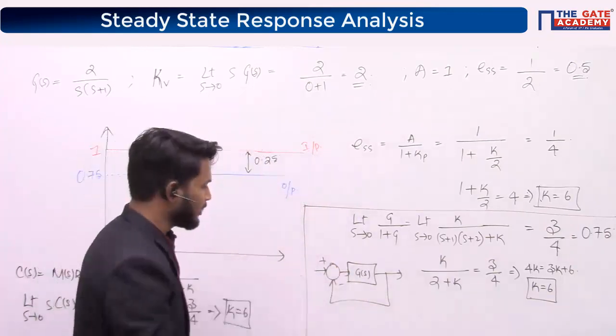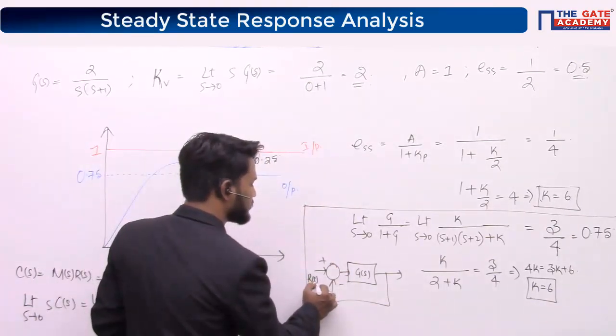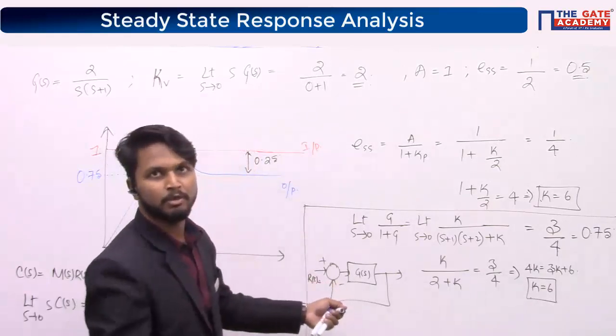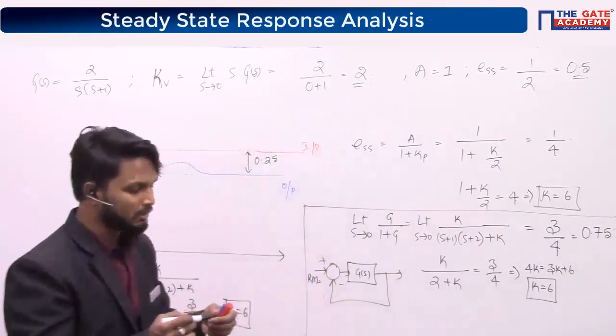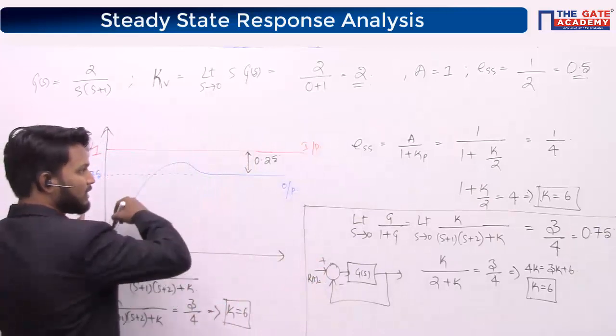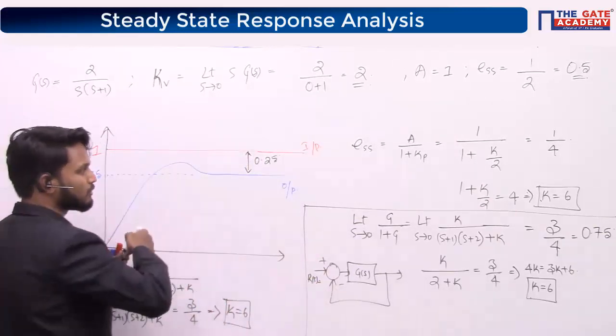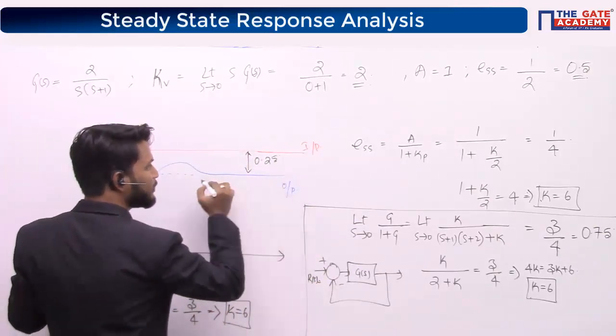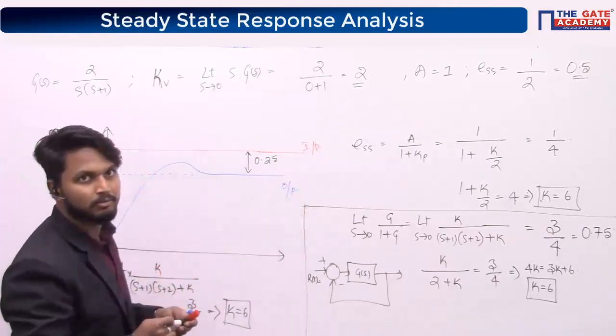To this system, I'm feeding R of S is equal to 1 by S, a unit step input. I'm getting a steady constant value of DC, right? Any DC may have some transients also, right? What is the steady state value? That is nothing but the output DC value, right?